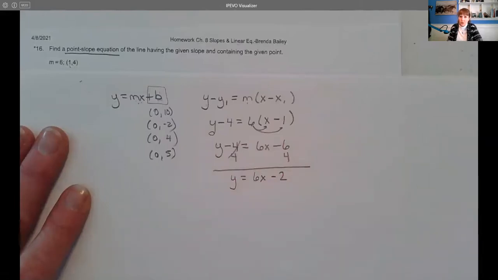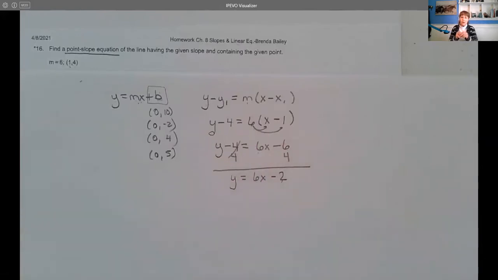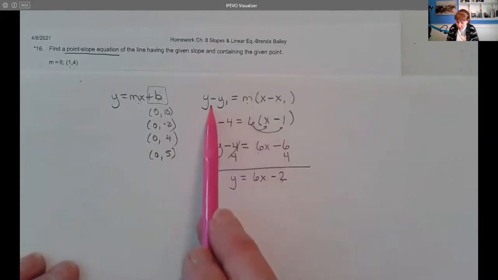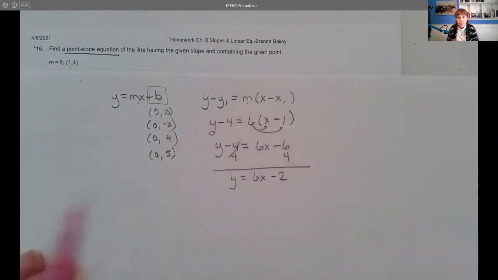Okay. So now we know where this line hits the y-axis: at -2. Even though it wasn't given, we now know. And it still has a slope of 6. The slope has not changed. The slope is always a constant. But now we know where it hits the y-axis by just starting with this template and then getting the y by itself. Let's look at another one.